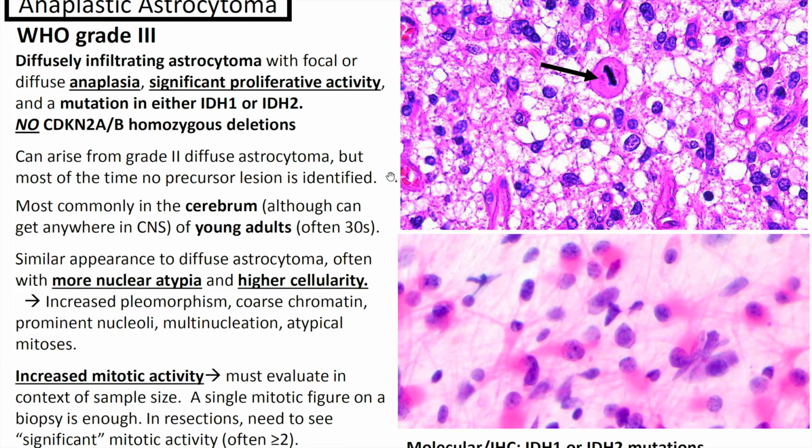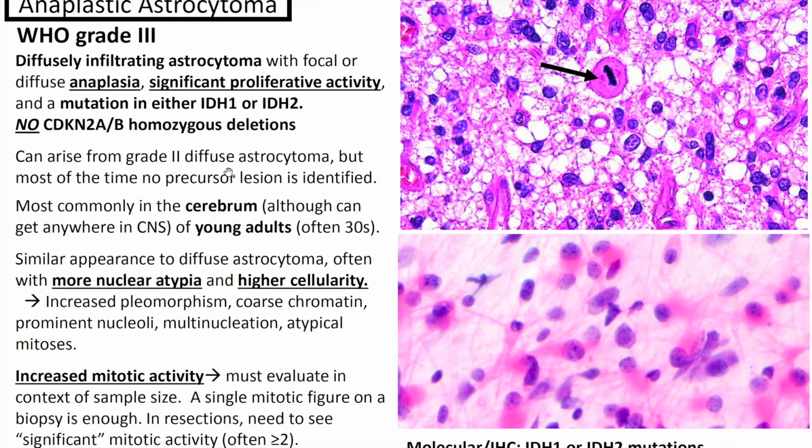All right, next up, we've got anaplastic astrocytoma. So diffuse astrocytoma was WHO grade 2. Anaplastic astrocytoma is WHO grade 3. So this is going to be a diffusely infiltrating astrocytoma with focal or diffuse anaplasia, significant proliferative activity, and a mutation in either IDH1 or IDH2. And just like for grade 2, for grade 3, you have no CDKN2A or 2B homozygous deletions.